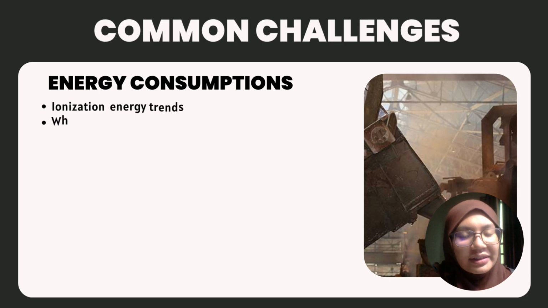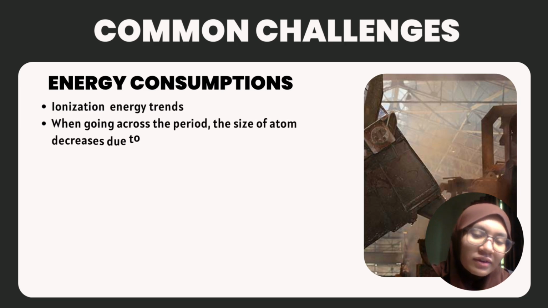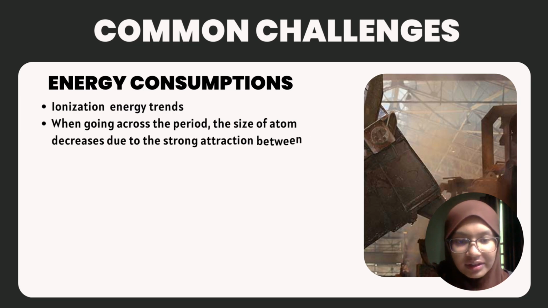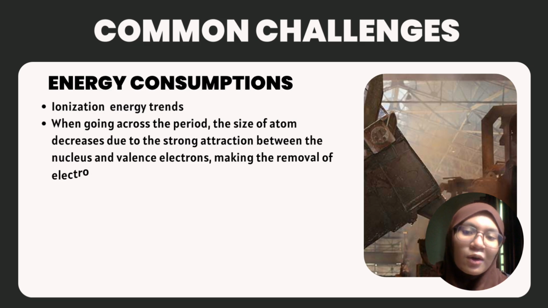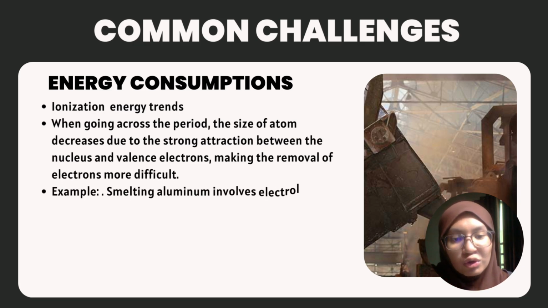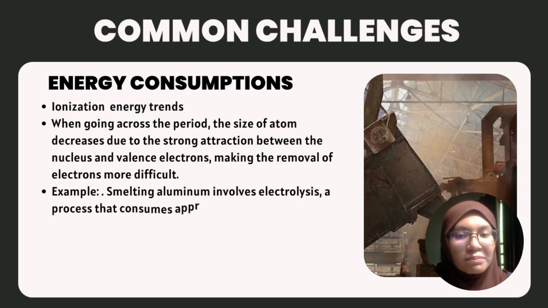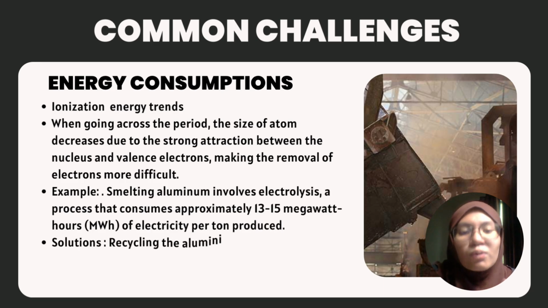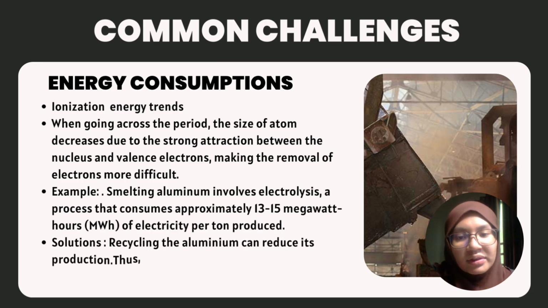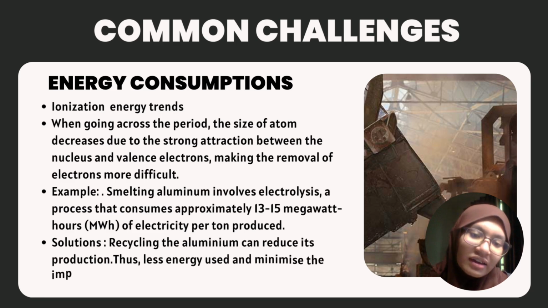Next challenge is energy consumption. Energy consumption is related to the ionization energy trends. What we have learned in this chapter is that going across the period, the size of the atom decreases due to strong attraction between the nucleus and valence electrons, making the removal of electrons harder. In order to remove the electrons from these elements, we have to use a high level of energy.